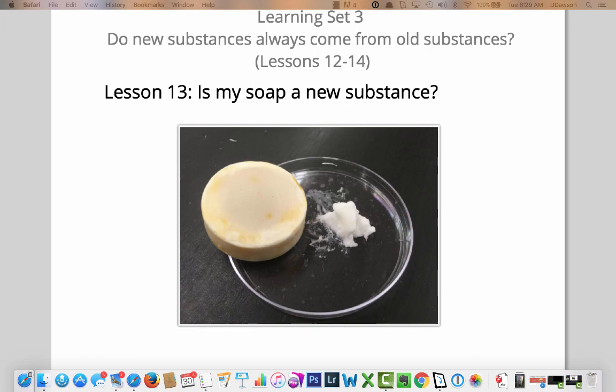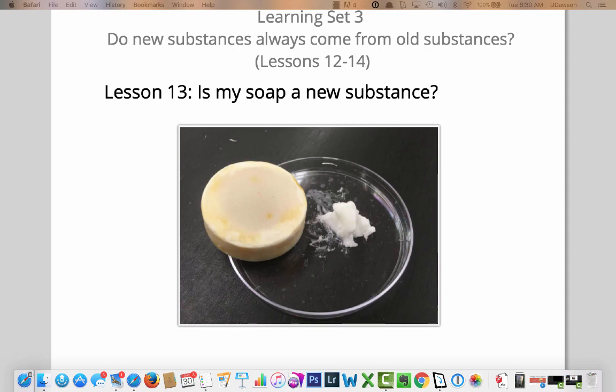And it usually takes me a couple days, several days to go through, where I have them test the new substance for solubility, melting point, hardness, all that. And they then compare that to the soap that we initially worked with, and we compare it to the fat that we were working with. And then they write another big claim, evidence, and reasoning for the question: is my soap a new substance? Or the other one I use is, did I make soap from sodium hydroxide and fat? So it's a big one.